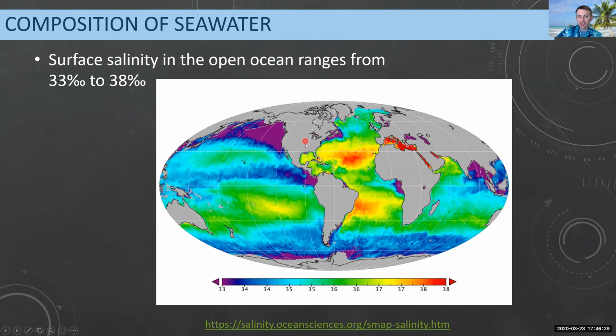So just again, to show you here, the surface salinity in the open ocean ranges from about 33 to 38 parts per thousand. And this picture, I think, was from last month. So there might be a reason why it's hard to get any sea salinity readings from space up in the North Pole and the South Pole. I bet you can think about why that is.